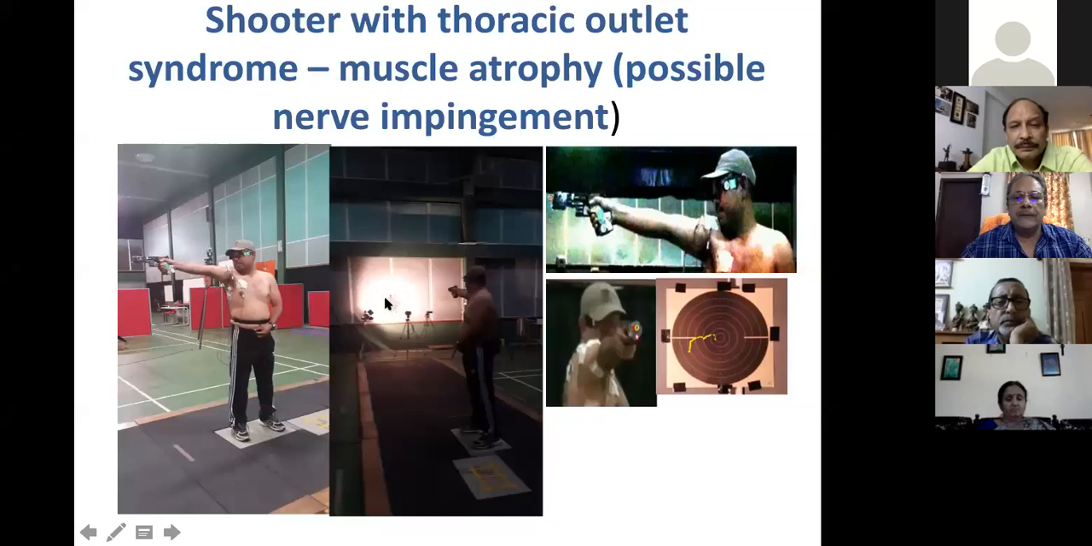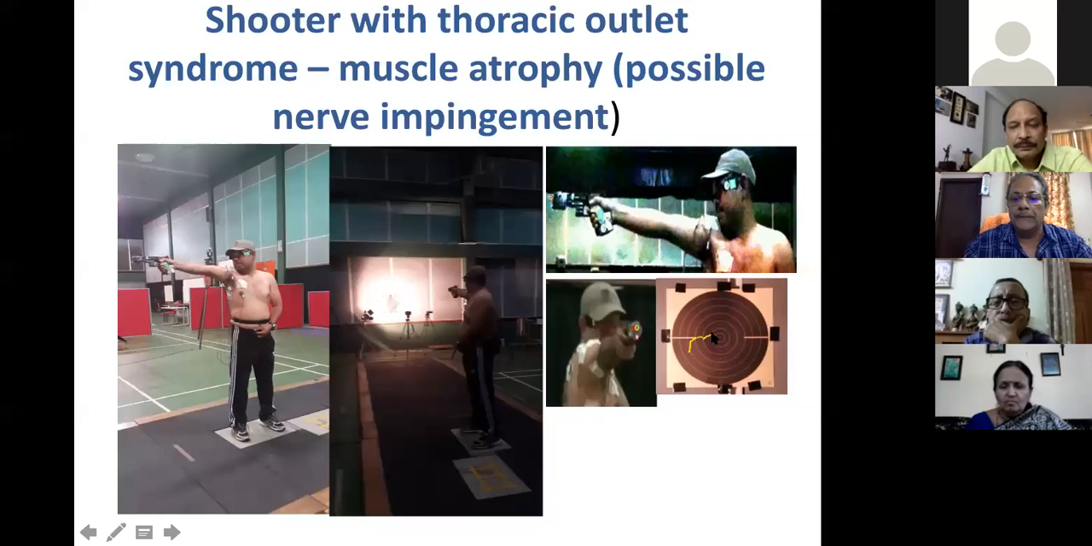In the pistol, we put a laser light. There was no original bullet or pellet or anything like that, only a laser light, and he was to point at the target. We tracked the laser light, how it is moving. You can see the laser light movement here.